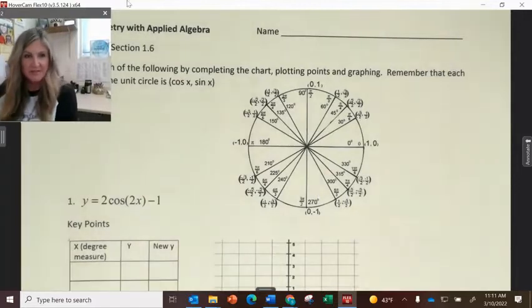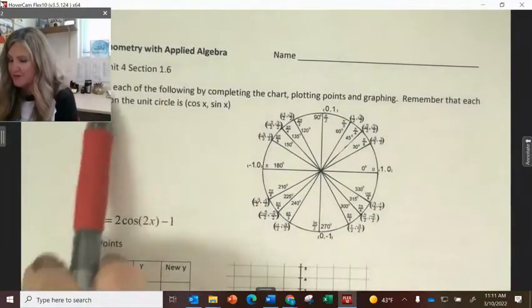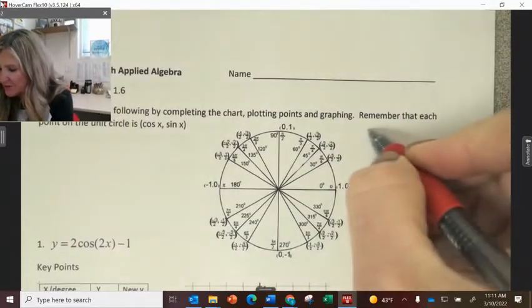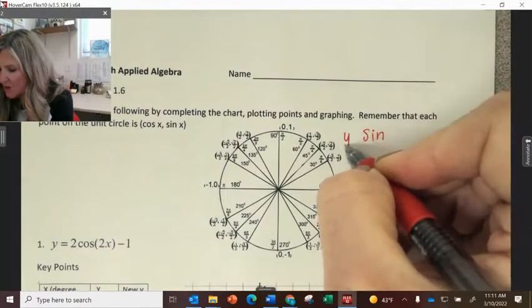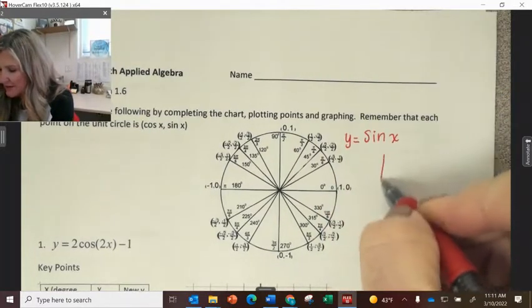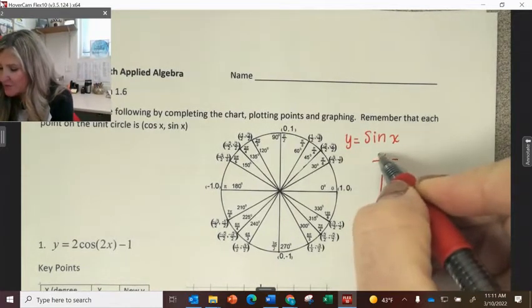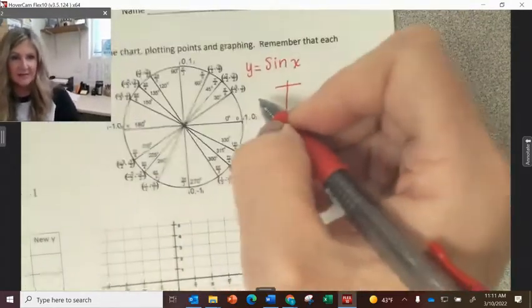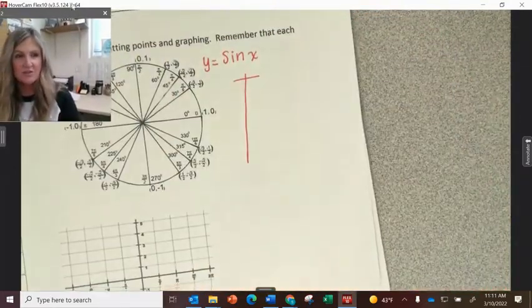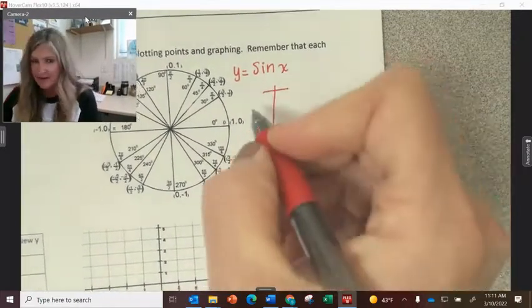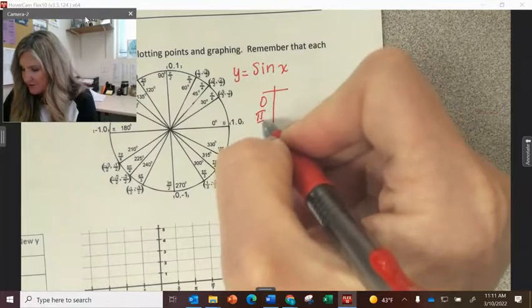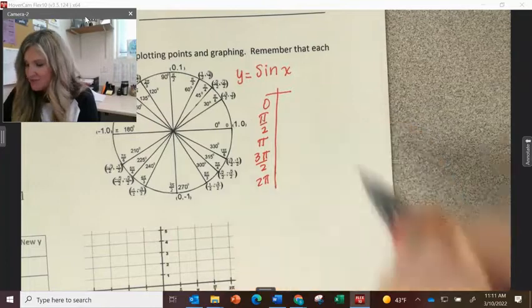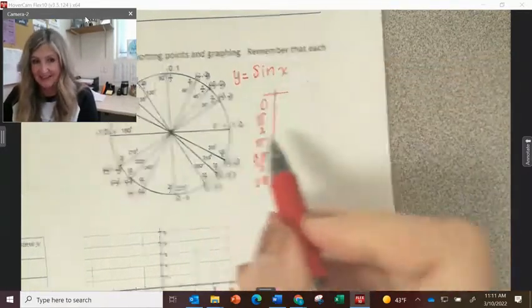Hope everybody's doing well. Let's go ahead and take a look at what we're doing next. So I'm going to review first how we find those key points for sine and cosine. First, let's look at if we have y equals sine x, how we get those 5 key points. The key points we always use for sine and for cosine are going to be those quadrantal angles: 0, pi over 2, pi, 3 pi over 2, and 2 pi. And that's just because these are the easiest ones to find the answer to.